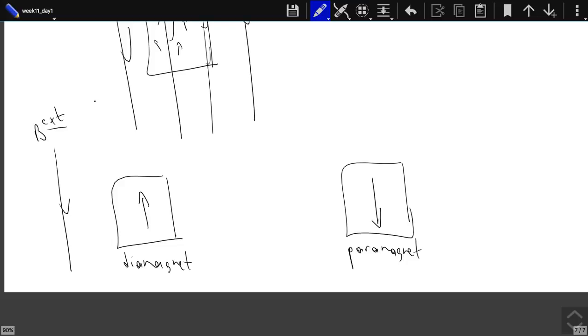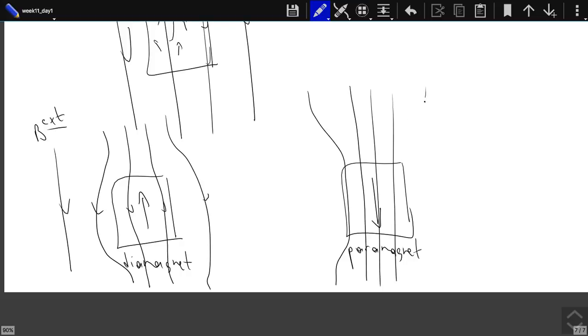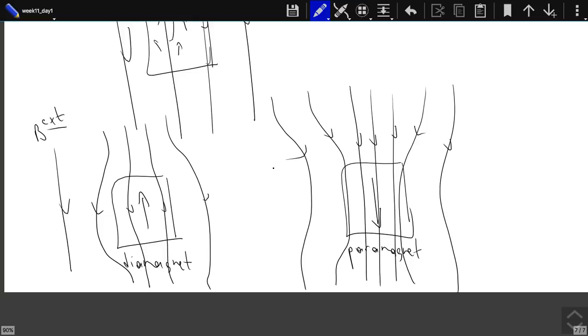So if you draw the magnetic field lines, they will just go around the diamagnet. Well, not all of them. This will be how the magnetic field lines will look. And in the case of a paramagnet, this is how they will look, the total magnetic field lines.